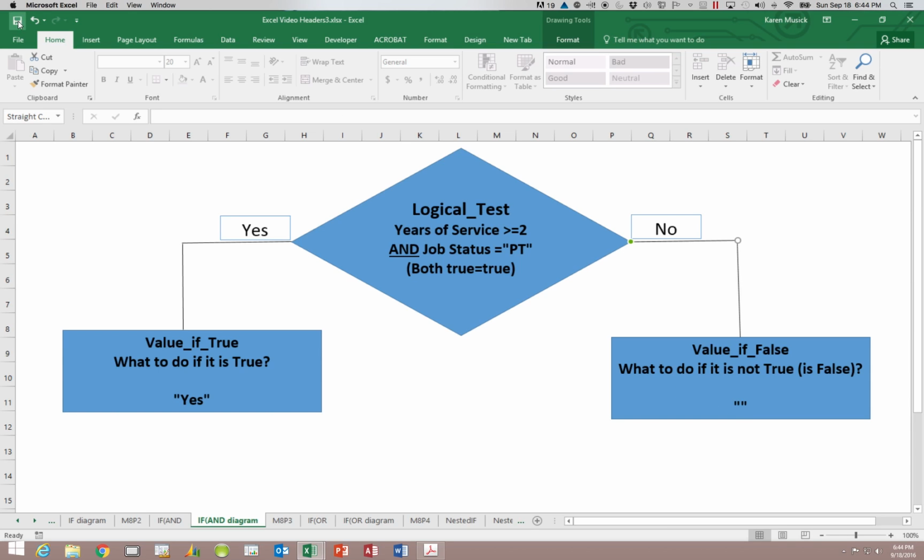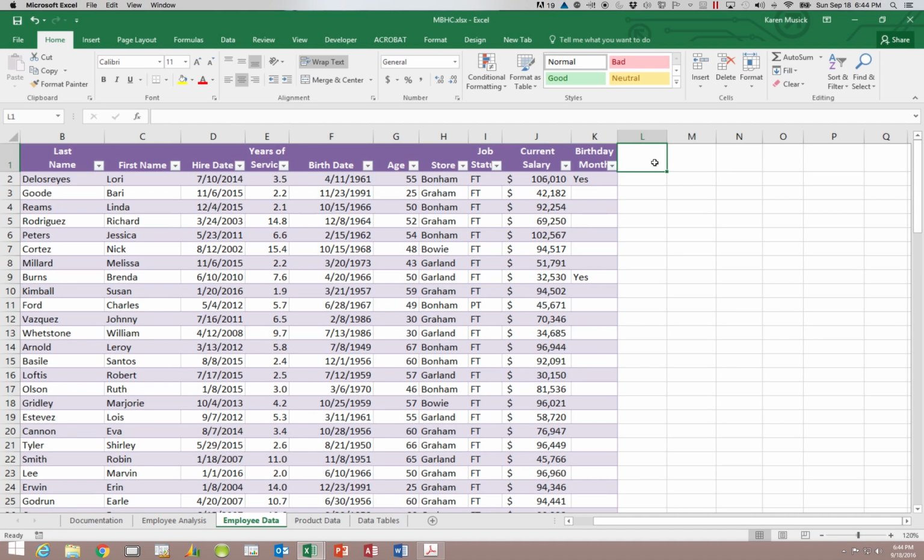So let's take a look in our workbook how we can make this work. We're going to create a new column. This one is going to say eligible for comp days. So you should be in the MBHC workbook, and you should be on the employee data worksheet. Your active cell should be L1, and we're going to type in the heading eligible for comp day.